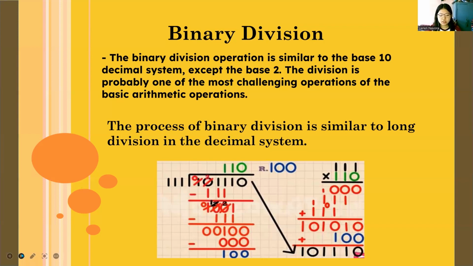So the next step is to subtract the numbers. 1 minus 1 is 0. 1 minus 1 is 0. 0 minus 1 cannot be done, so borrow 1, and 0 becomes 2, then 2 minus 1. After subtracting, bring down the next digit. So again, ask yourself, is 1001 greater than or equal to 1, 1? Yes, so let's put 1 on top. Let's multiply 1 times 1, 1 times 1. Then subtract the numbers.